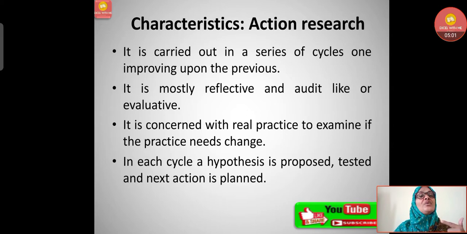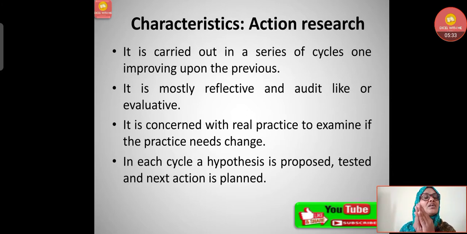It is carried out in a series of cycles, one improving upon the previous. This is a cyclical one. Already in the previous class we understood in gist what is the meaning of action research. Action research is to solve the problem immediately in the classroom setting, and also it is a cyclical process. It is mostly reflective and evaluative. It is concerned with the real practice to examine if the practice needs any change.